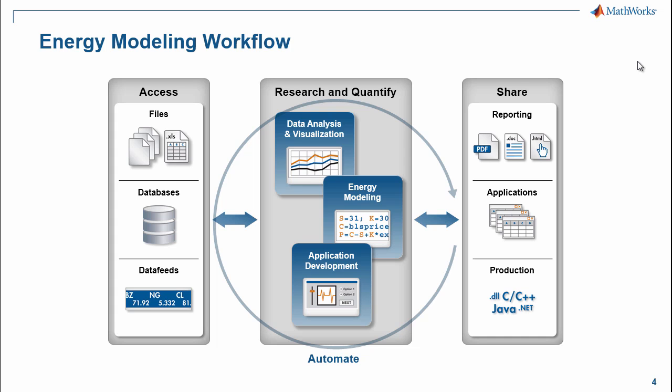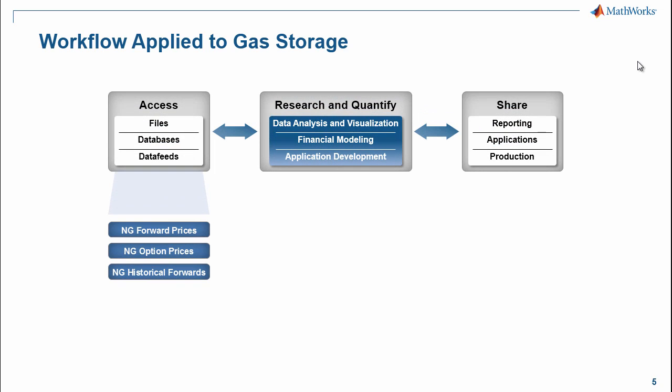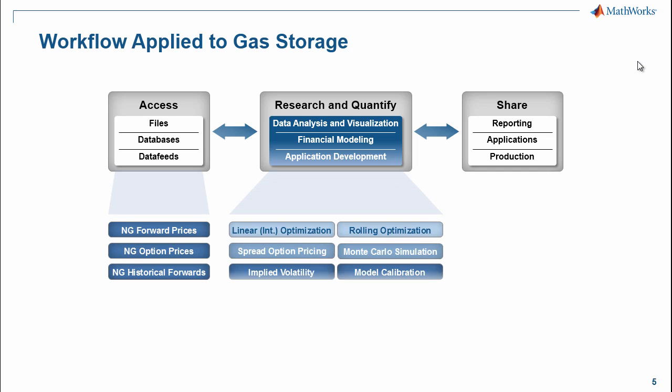So how does this apply to our application? Well, we saw that we used natural gas forward prices, option prices, and historical forwards. We'll see how we can import those types of data sets in MATLAB and pre-process and analyze them. In the analysis, we started with model calibration, where we were looking at things like implied volatility, historical volatilities, correlations, understanding the structure of the curves and how they behave, and then using techniques like optimization, Monte Carlo simulation, spread option pricing to actually perform the valuation. So we'll see how we can leverage all of those.